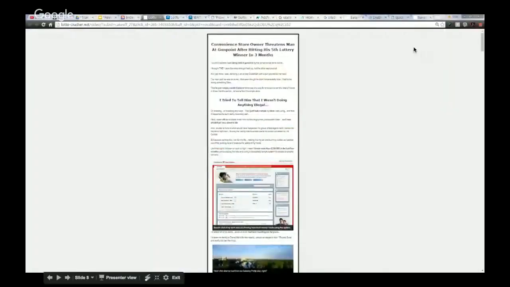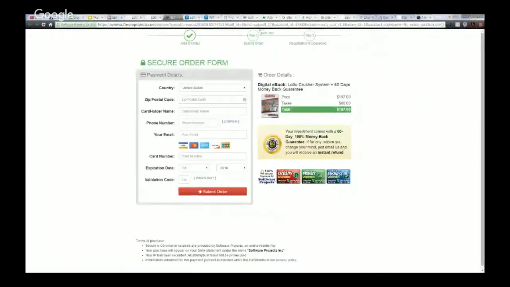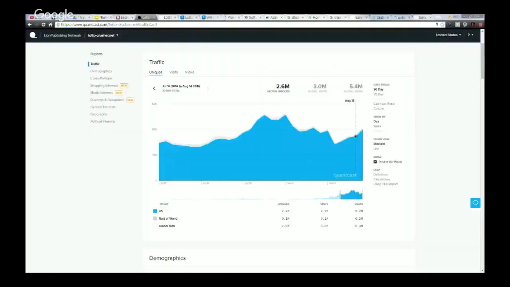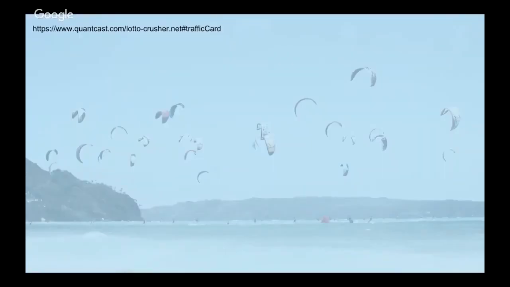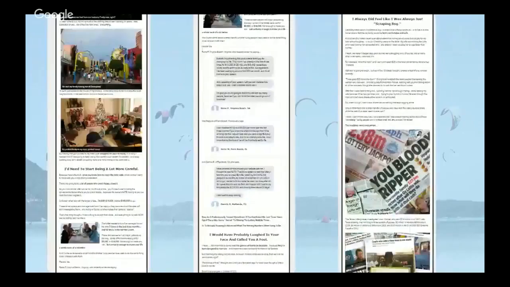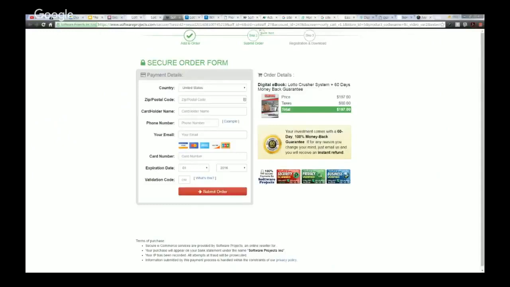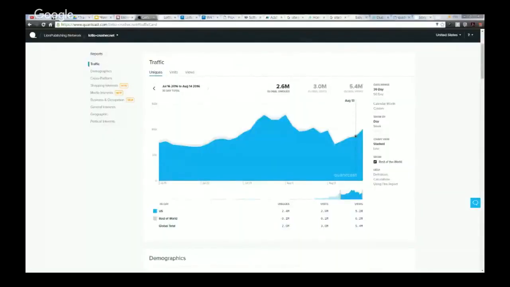So now what I found, I looked at the offer, and it's a $197 offer. It's a straight sale offer. This is a really cool thing I found. The site that this is on is called lotto-crusher.net.